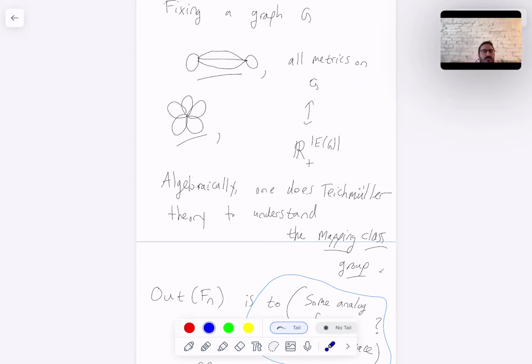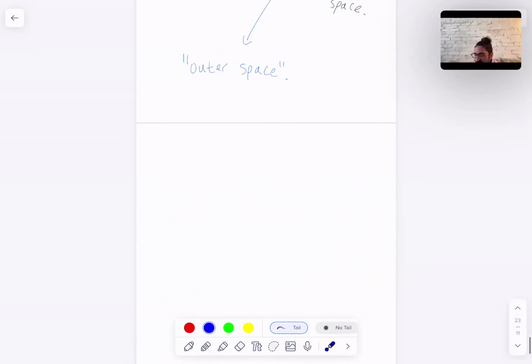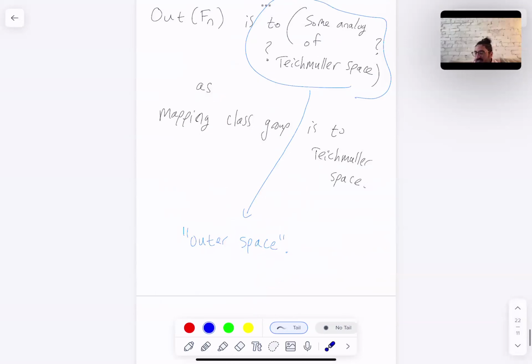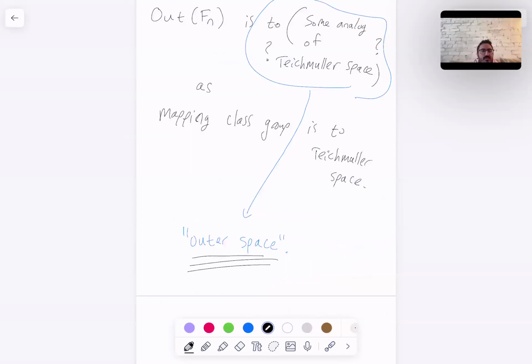So all of this is sweeping huge details under the rug. I'm not giving you much detail, but I'm just trying to convince you that there are relationships here to some deep mathematics. Okay. So now we have some space that is the analog of the Teichmuller space in the setting of this much larger group.